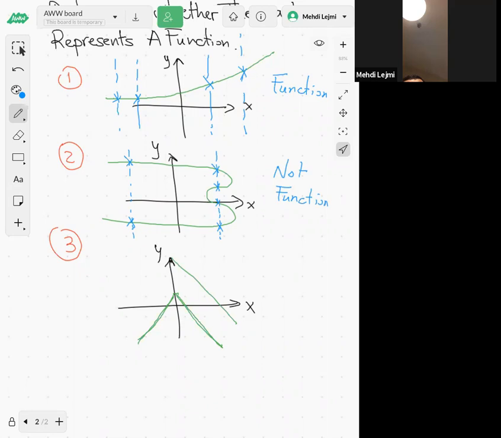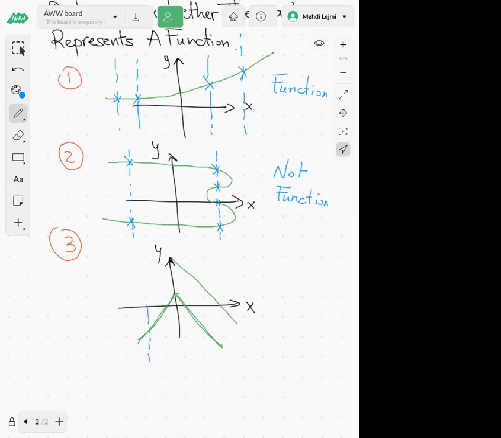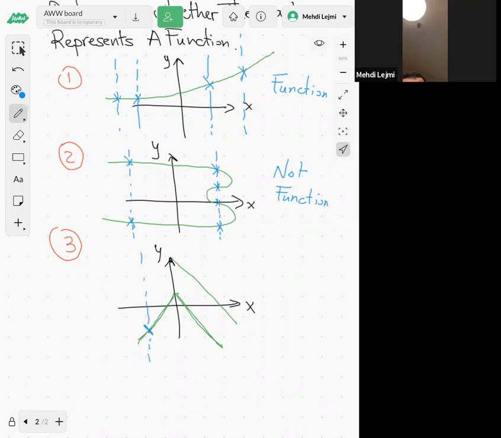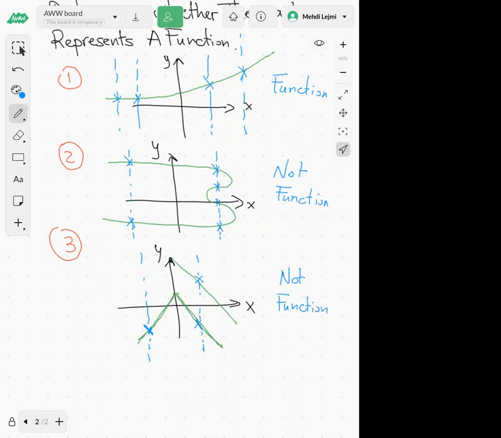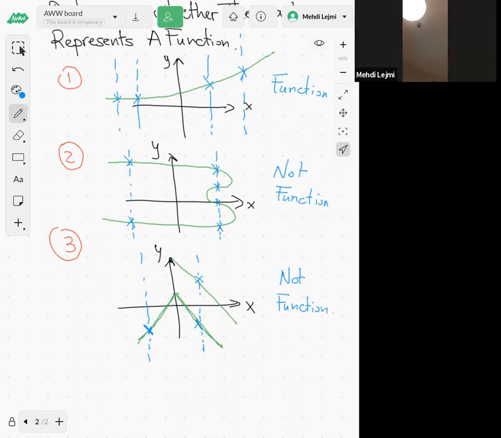For number 3, on the left, if you take this line here, it's going to intersect the graph at 1 point, so that's good. But on the right side, if you take this vertical line, it's going to intersect the graph at 2 different points. 2 different points means 2 different outputs. So in this case, this is not a function. Okay, again, we are using this vertical line test.